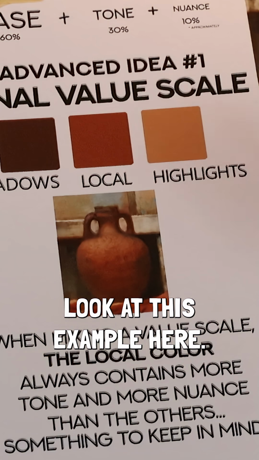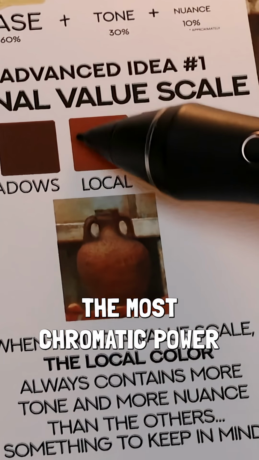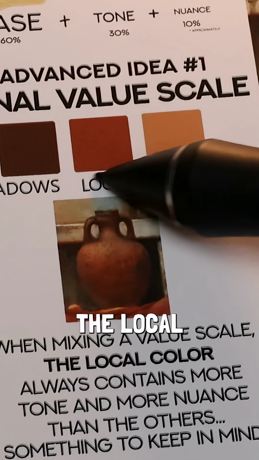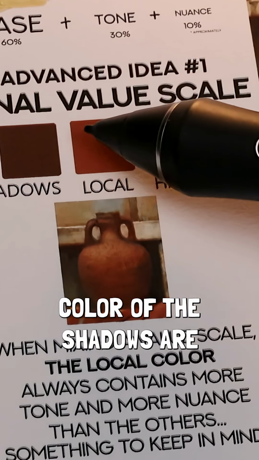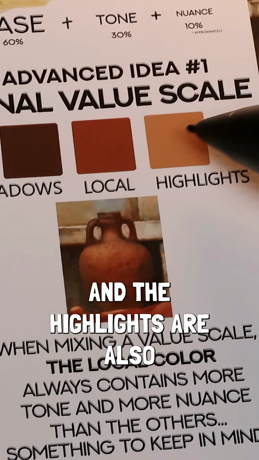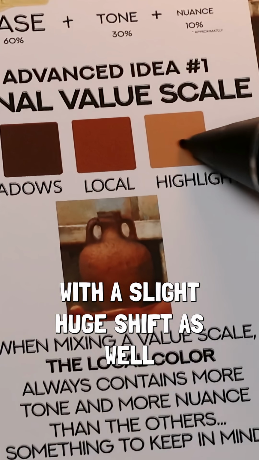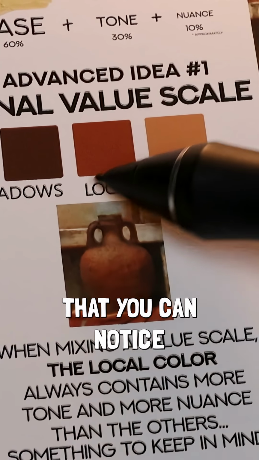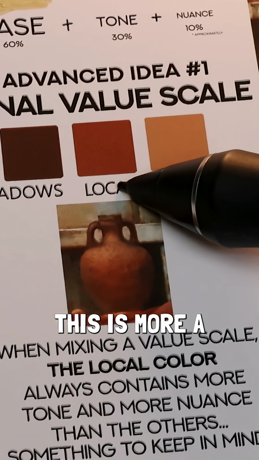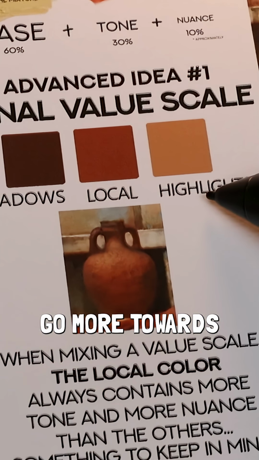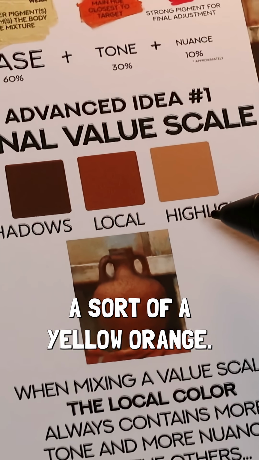Look at this example here. The most chromatic power lies in this area, the local color. The shadows are more muted, and the highlights are also a less chromatic version of the tone, with a slight hue shift as well that you can notice. This is more sort of a red-orange, and the highlights go more towards a sort of yellow-orange.